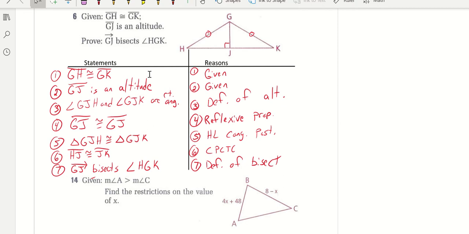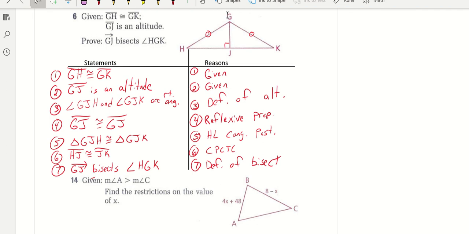Taking a look at number 6 here, GH is congruent to GK. I've marked that up with the circles. GH is congruent to GK. It is also given that GJ is an altitude. So here's GJ. If that's an altitude, we have a 90-degree angle here at GJH and a 90-degree angle at GJK, meaning we have a right triangle on the left and a right triangle on the right.